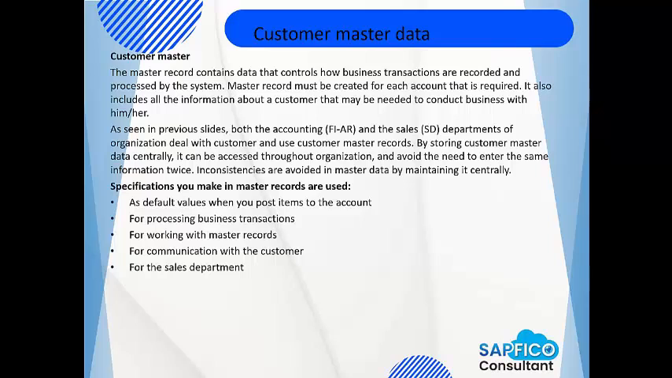Now, as we know, the customer master controls how the business transactions are recorded and processed by the system. So it has to be first created as a master record in the system. All the relevant information, such as name, address, and all that, has to be updated. The customer master is generally used by the AR as well as the sales and distribution team. The specifications you make in the master records are the default values when you post items to the account, for processing business transactions, for working with master records, for communication with the customer, and for the sales department.